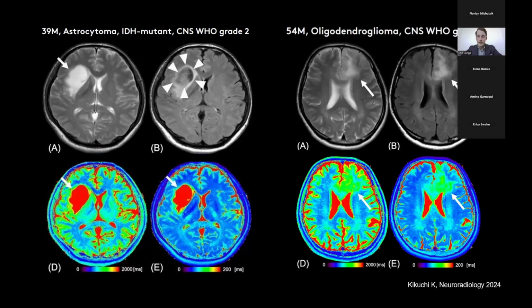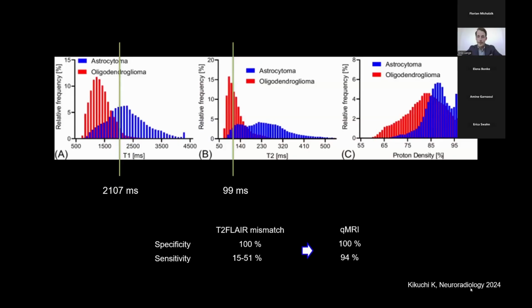And this is exactly what they did in this study. They found that if you put a cutoff value at 2,100 milliseconds for T1 and 99 milliseconds for T2, you can actually increase sensitivity up to 94% for correct identification of astrocytoma versus the glioma, while still keeping 100% specificity.